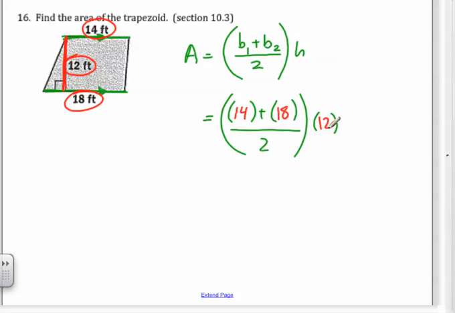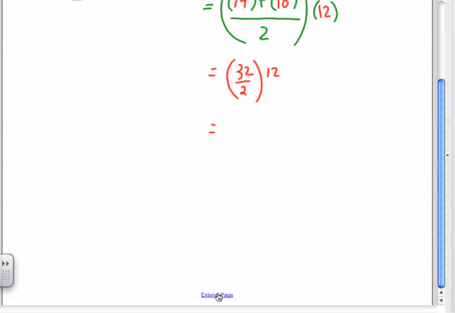All right? So let's see. 14 plus 18 is 32 over 2 times 12. I'm going to go ahead and cancel the 2 with the 12, and that's going to give me 6. I'm left with 1 on the bottom. So now I've got 6 times 32. Now I could do that mentally. 6 times 30 is 180. 6 times 2 is 12. 180 plus 12 is 192.